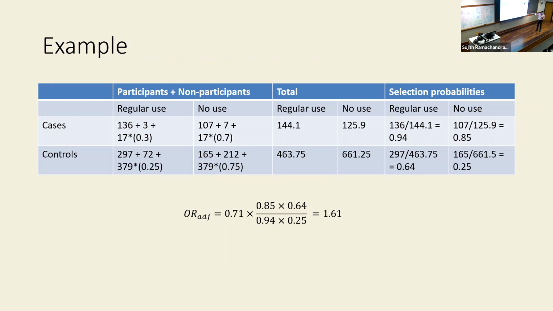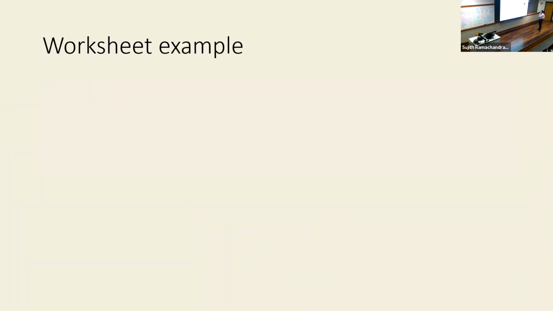So 136 was the original number of responders. 144.1 was the total after doing that addition. And that is a 94% selection probability in that first cell. Selection probability here was 85% because I simply took 107, the number of original responders for the study, divided by 125.9, which is the total after I did that math. I got 85%. And when I do that math, I get 1.61, which is slightly different from the other one because of rounding errors. It's basically the same number. We just have some rounding issues going on.